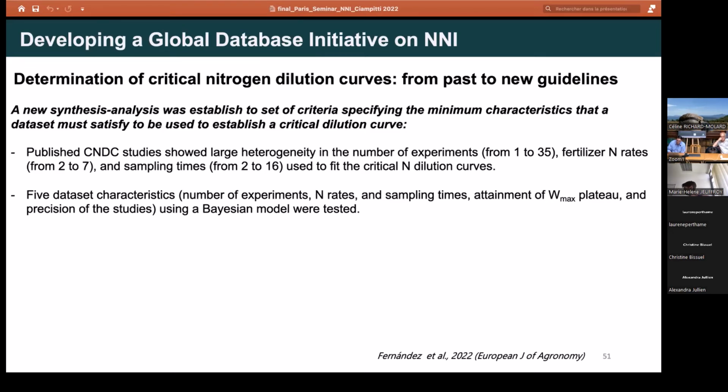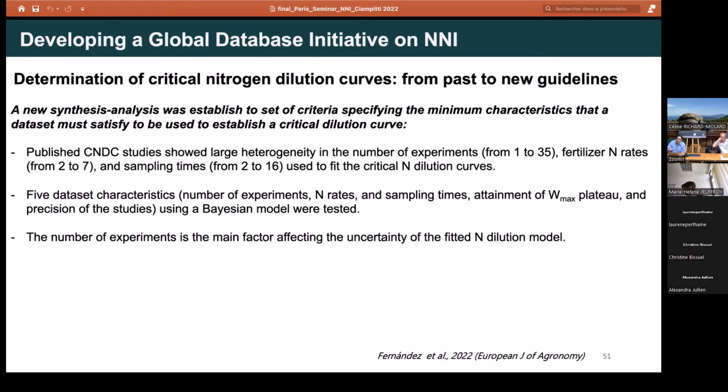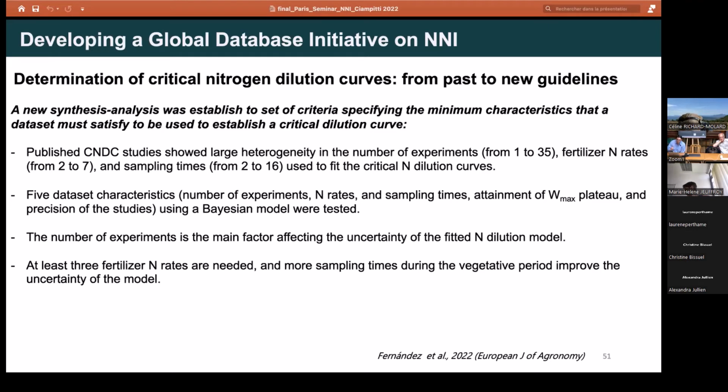And we used a Bayesian model. So, a short summary, because this is very fresh: the number of studies that we collected in the data set was one of the main factors affecting the uncertainty. So basically, if we can capture more environments, it is sometimes much better for reducing the uncertainty. As we discussed in the past, we confirmed that 3 fertilizer rates is kind of the minimum. And in some situations, it makes more sense to increase the number of sampling times than the number of fertilizer rates. So that's something very important as a good outcome.